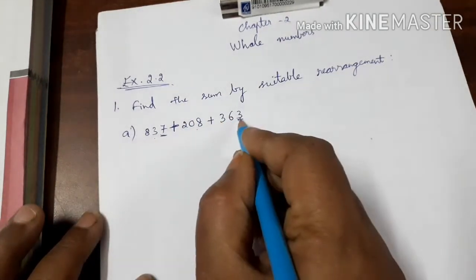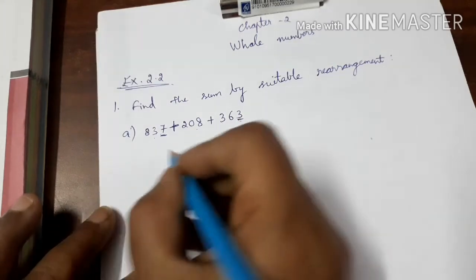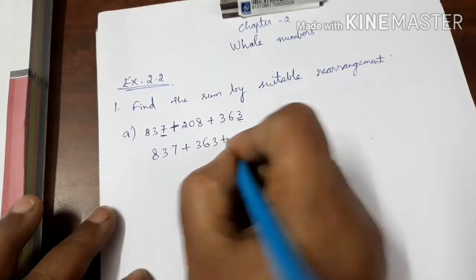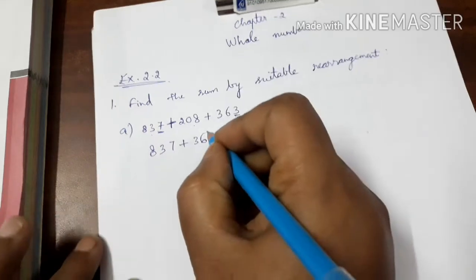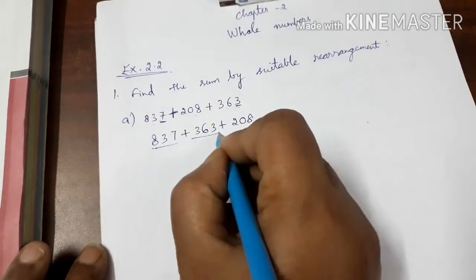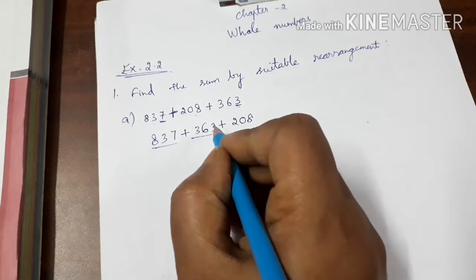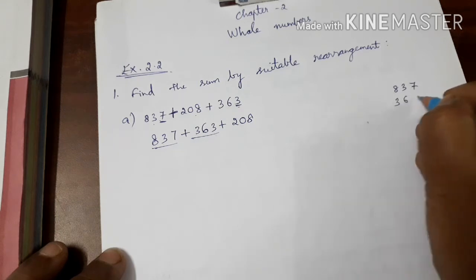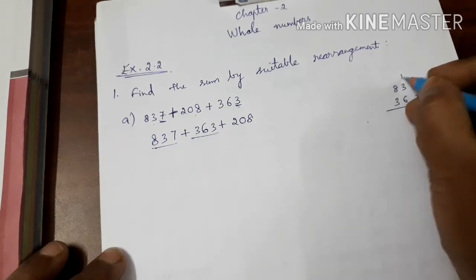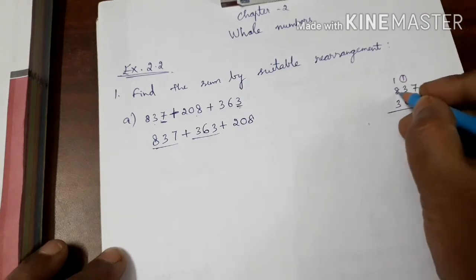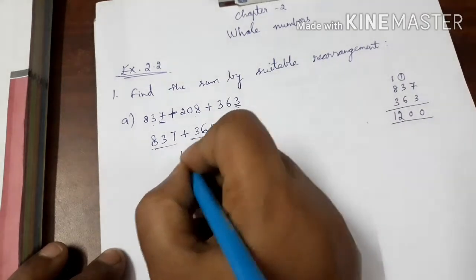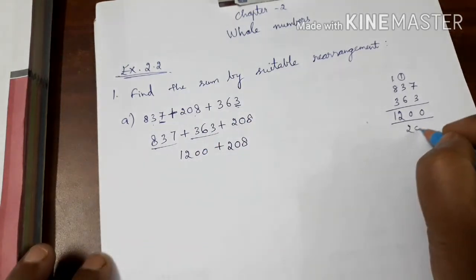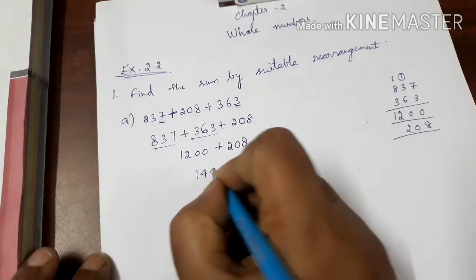When we add 7 with 3, we will get 0 at the ones place. We are rearranging as 837 plus 363 plus 208. First we add these two values, and we get 0 at this place, so it is easy to calculate. 837 plus 363: 0, remaining 1; 0, remaining 1; 8, 9, 12. That is 1200. 1200 plus 208, again we are adding, so we get 1408.